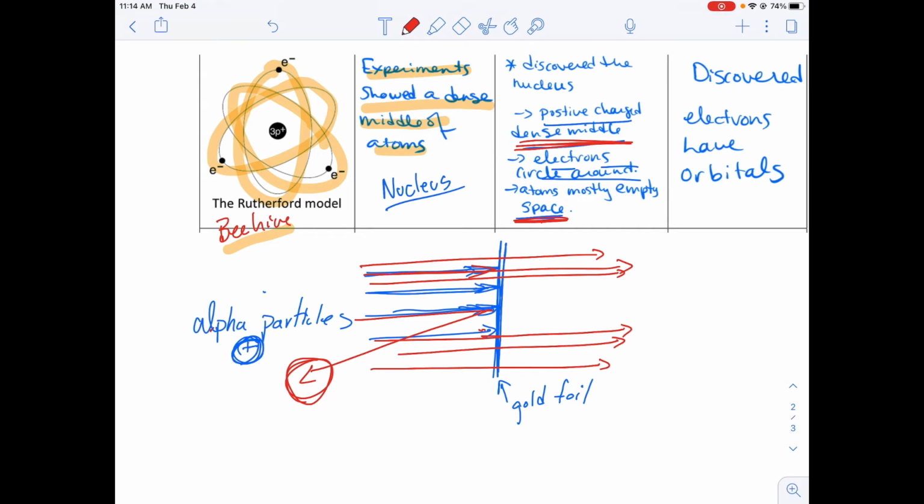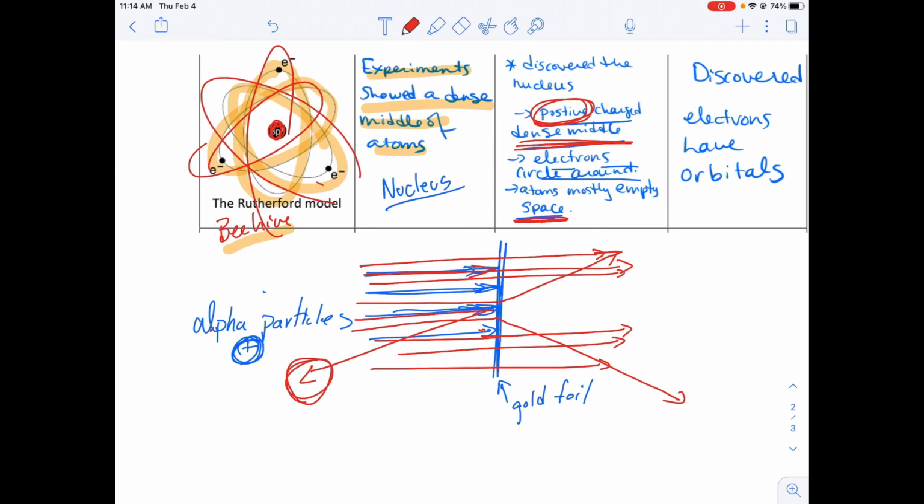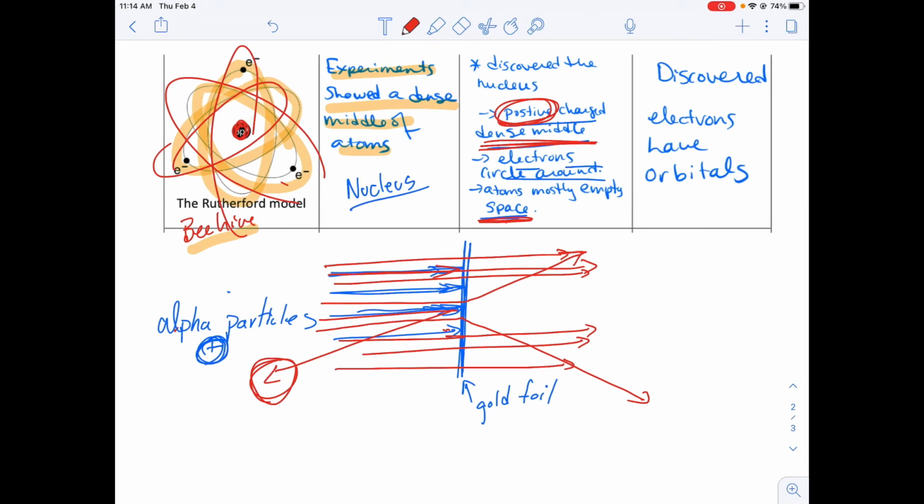The other thing they found was that some of the particles got deflected. Since the alpha particles are positive, they deduced that the nucleus was dense and that the nucleus was positive. So the dense nucleus was also positively charged. This experiment allowed them to detect this positive nucleus, and then they said the electrons are probably mostly in empty space traveling around the nucleus. This model was great. It helped to explain the presence of protons and neutrons in the nucleus.